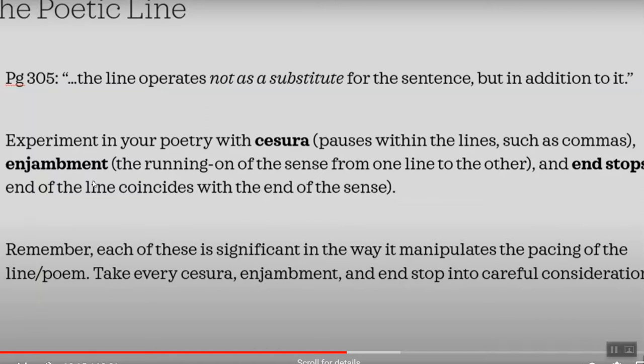So all of these things are important. Just like we've been talking about paragraphing, this signals to your reader what they're supposed to be doing with their brains and how they should be processing this information. Every choice you make is important. Each of these is significant in the way that it manipulates the pacing, right? Just like in a paragraph, you are telling your readers when to stop and pause.